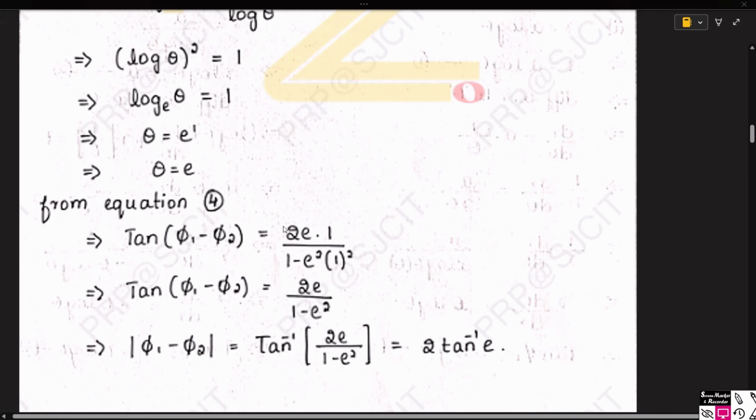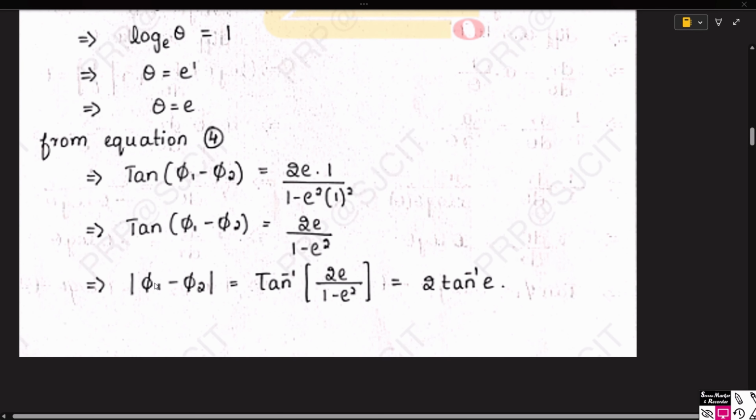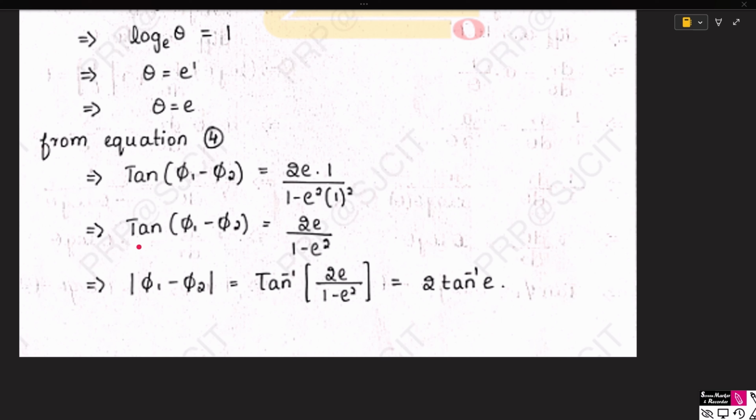When we replace, we are going to get 2e into 1 divided by 1 minus e raised to 1. This equation. See, look into this equation. 2e into 1 will be 2e. 1 square is 1, and e raised to 2 into 1 is e raised to 2. So there is nothing left now. Phi 1 minus phi 2. We are sending tan here. If we send this tan into the right hand side, it becomes inverse here. So we are writing tan inverse, and the equation remains the same. So the final equation we are getting here is 2 tan inverse e.